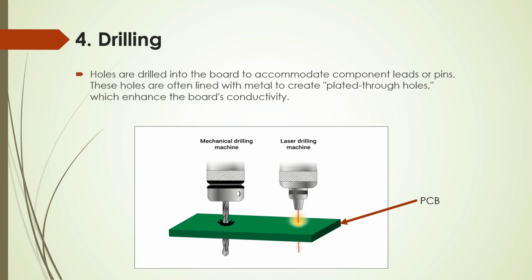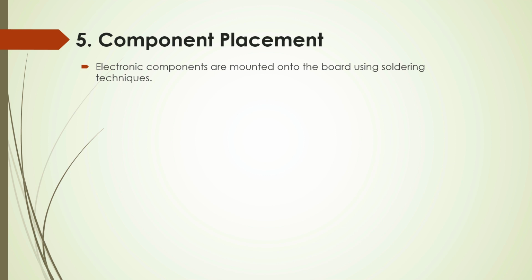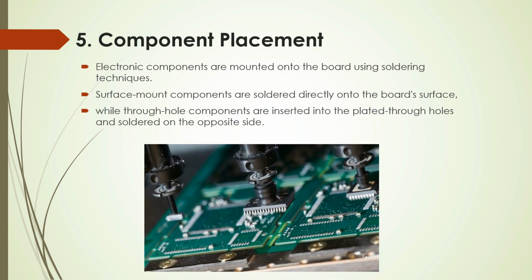Number four is drilling. Holes are drilled into the board to accommodate component leads or pins. These holes are often lined with metal to create plated through holes, which enhance the board conductivity. Number five is component placement. Electronic components are mounted onto the board using soldering techniques. Surface mount components are soldered directly onto the board surface, while through-hole components are inserted into the plated through holes and soldered on the opposite side.